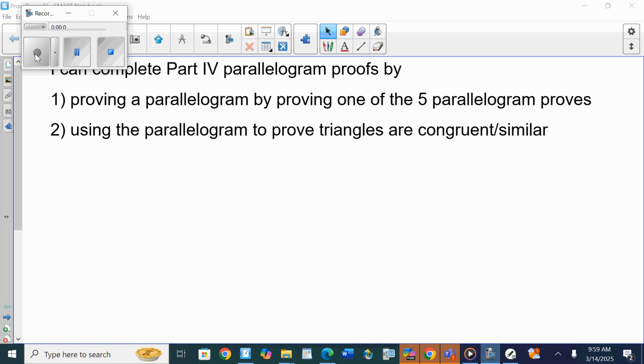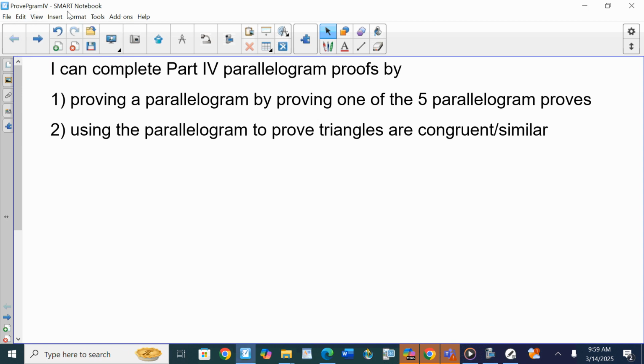All right, everybody, here it is. This is it. This is the commonly asked 6-point questions. We had like 6 lessons leading to this. It's time. I can complete part 4, parallelogram proofs by 1. Proving a parallelogram by proving one of the 5 parallelogram proofs. Using the parallelogram to prove triangles are congruent or similar.